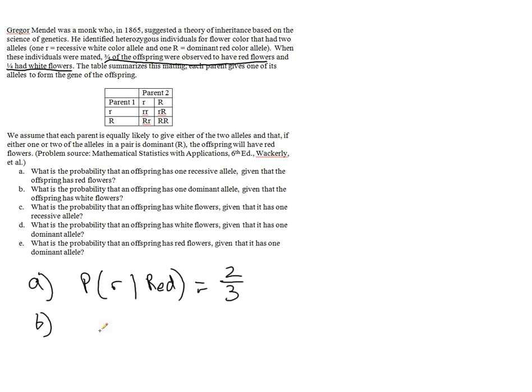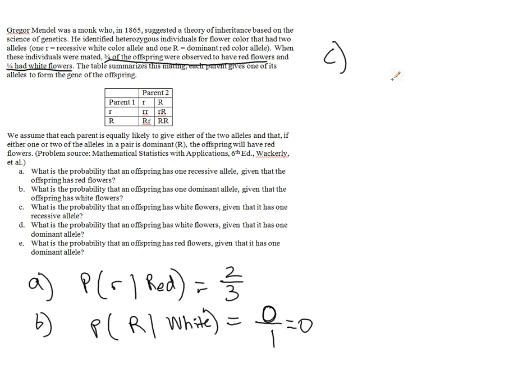Letter B says, what is the probability that an offspring has one dominant allele, a capital R, given that the offspring has white flowers? Well, the only time that will have white flowers is if they're 2 recessive alleles, and that's only one possibility. Well, of that one possibility, there aren't any dominant alleles. So there are 0 out of the 1, which means there's a 0% chance, which makes sense because we know that if any of them have a capital R, that necessarily makes it red.